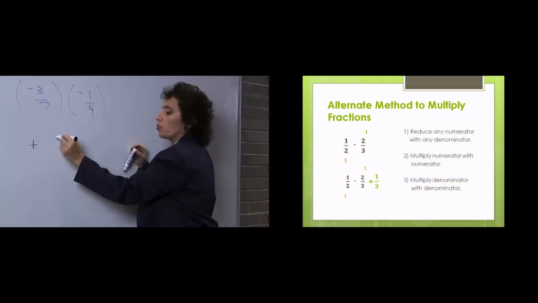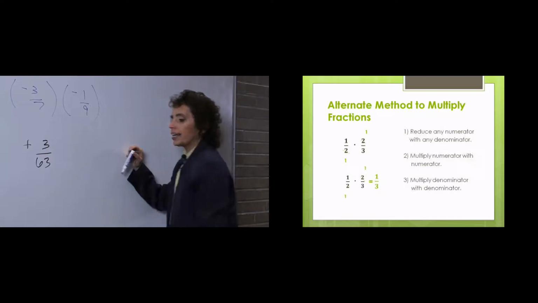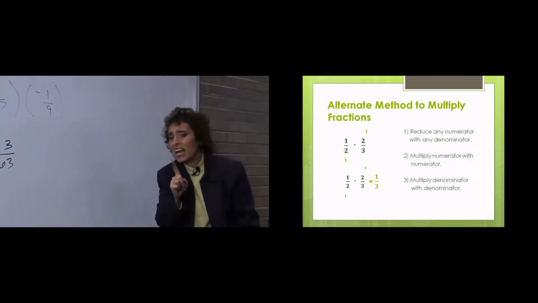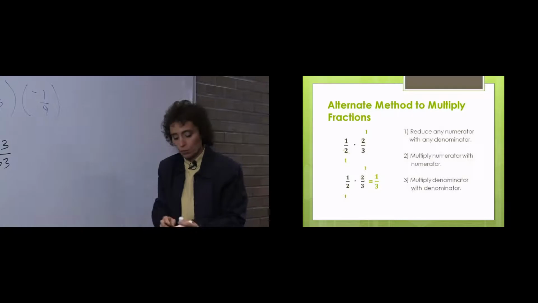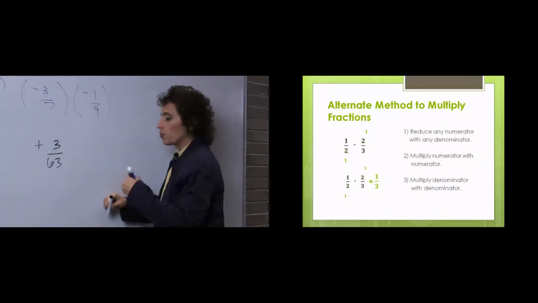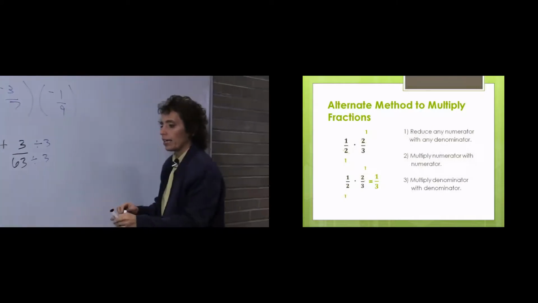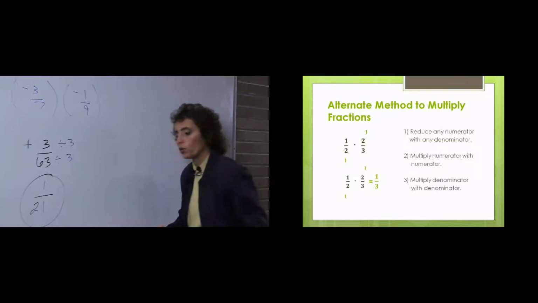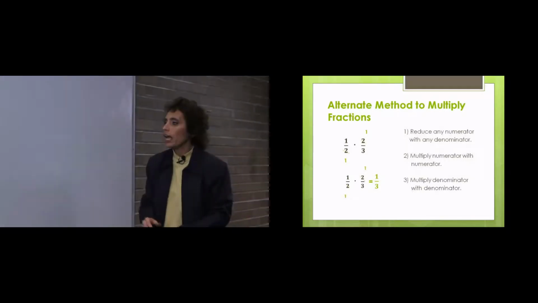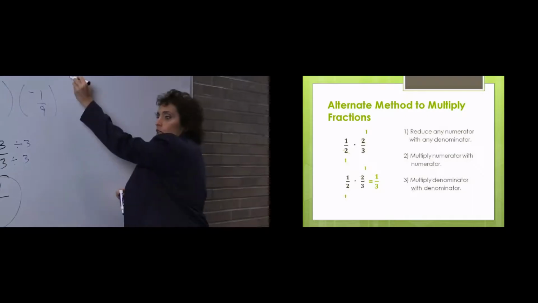But 3 times 1 is 3. 7 times 9 is 63. I can reduce this. The only problem with not reducing at the beginning is you may have to start working with very big numbers. But that's up to you. Now I reduce, and I get 1 over 21, so 1/21st. If you wanted to, you could have reduced. I'm just going to show you one more time how you would have reduced this.